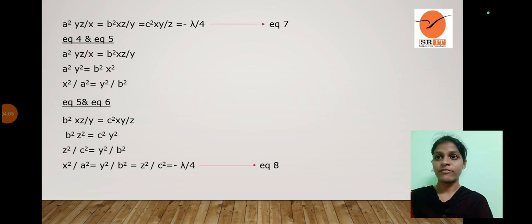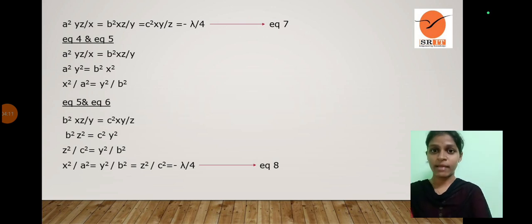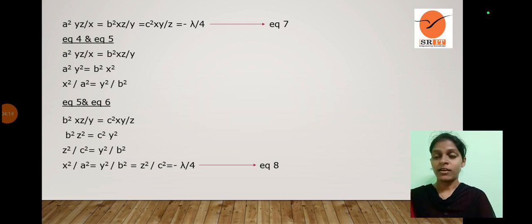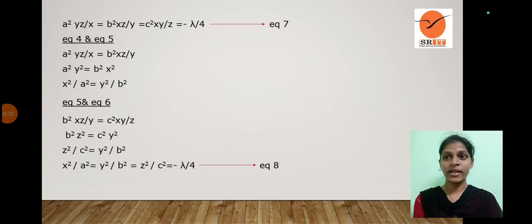A square yz by x equals b square xz by y equals c square xy by z equals minus lambda by 4. This is equation 7. From equations 4 and 5, a square yz by x equals b square xz by y, so a square y square is equal to b square x square, that is, x square by a square equals y square by b square. From equations 5 and 6, b square xz by y equals c square xy by z, so b square z square is equal to c square y square, that is, z square by c square equals y square by b square. Hence x square by a square equals y square by b square equals z square by c square equals minus lambda by 4. This is equation 8.